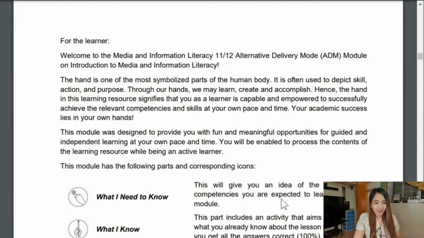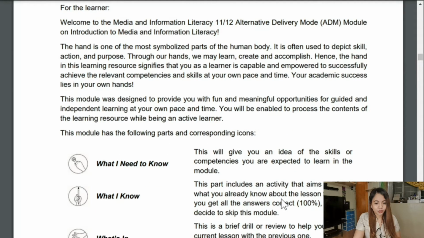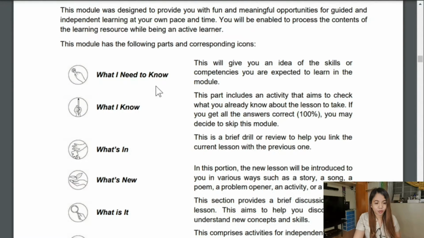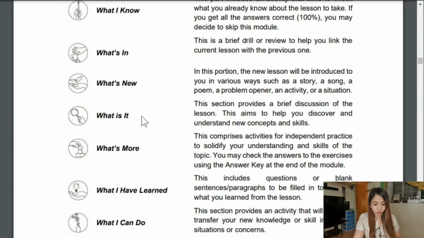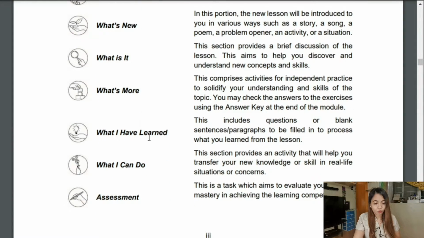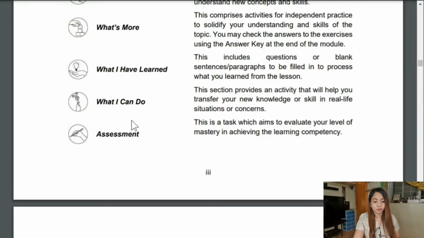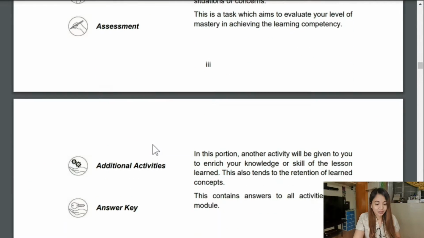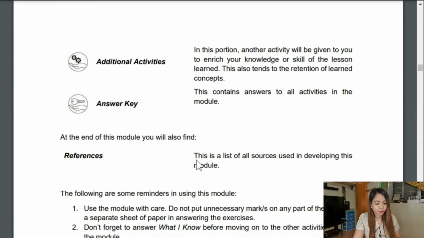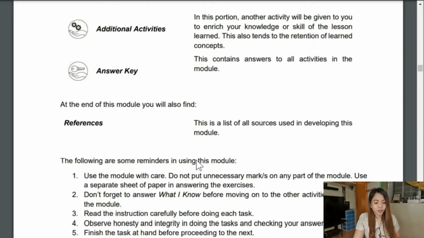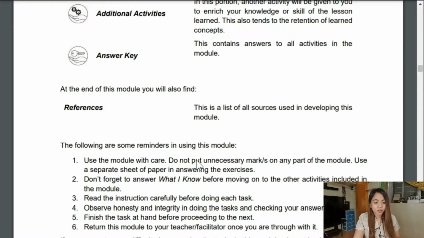Okay, so in this page, you will notice that it has different parts such as what I need to know, what I know, what's in, what's new, what is it, what's more, what I have learned, what I can do, assessment, additional activities, and answer key. But remember, even if this module contains the answer key, please do not cheat or look at the answer key before answering some questions.